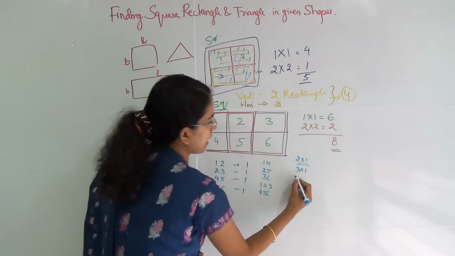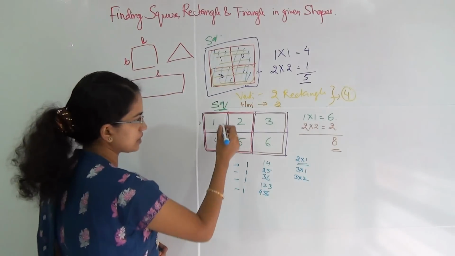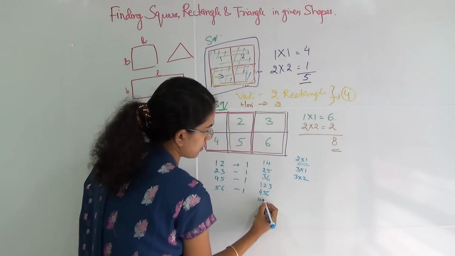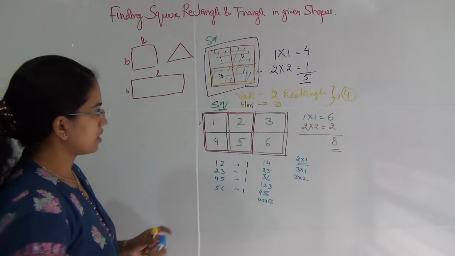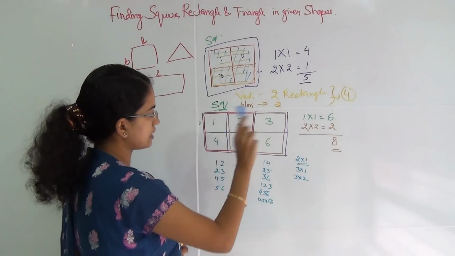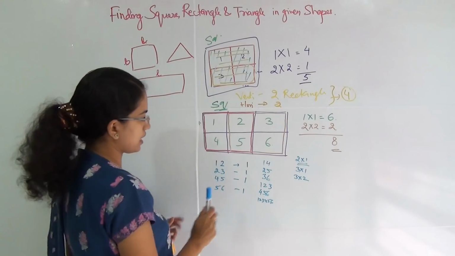Then I will do a rectangle that is 3 by 2, which includes all the 6. So it's 1, 2, 3, 4, 5, 6. Okay, so now if we see, these are the possible rectangles that can be drawn out from this diagram.